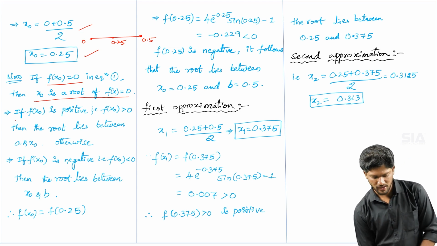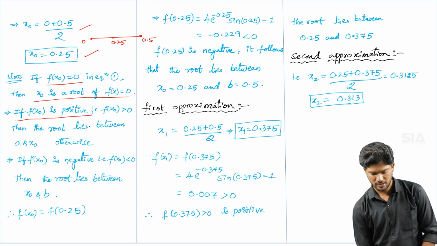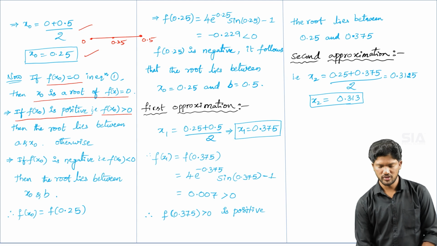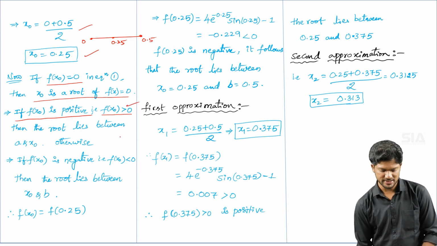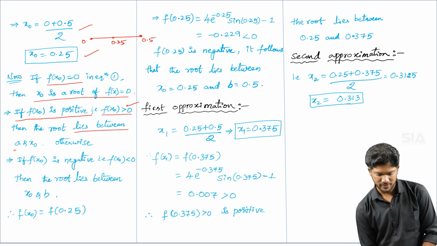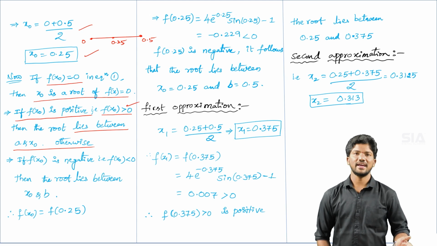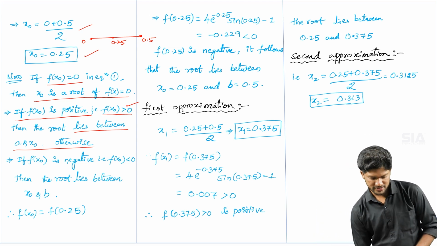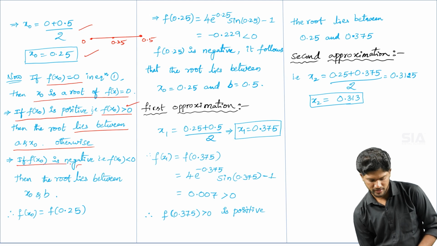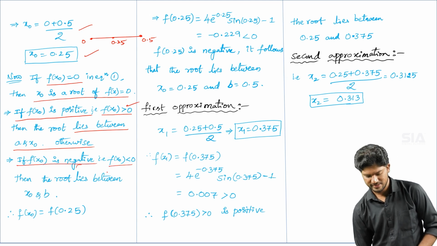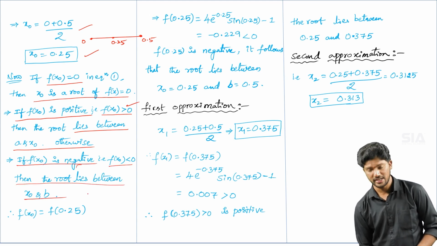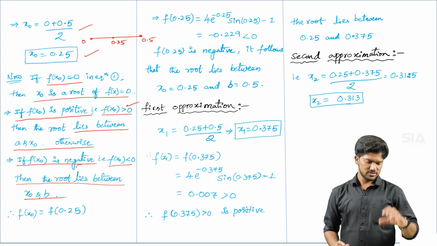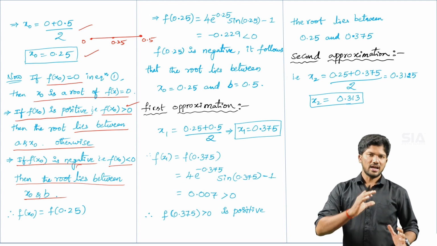If f of x naught is positive, that means if you substitute 0.25 in equation 1 and get a number greater than 0, then the root lies between a and x naught, that is 0 and 0.25. Otherwise, if f of x naught is negative, less than 0, then the root lies between x naught and b. You have to write these three statements in the proof.